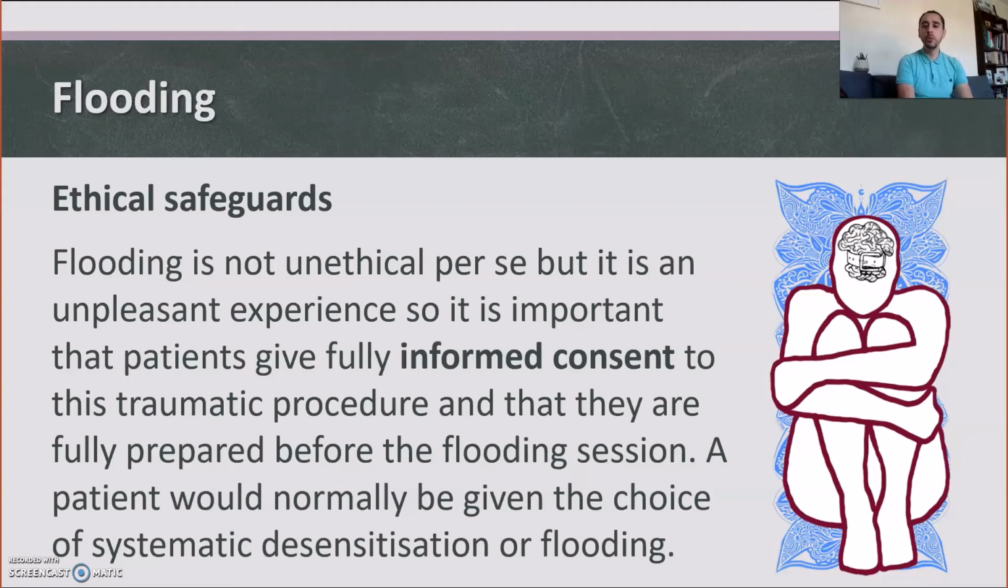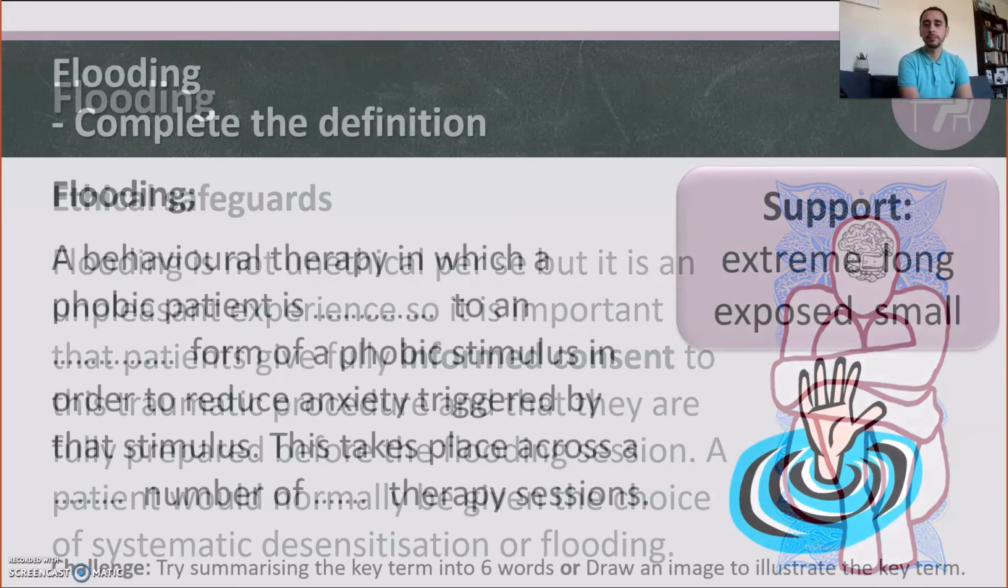A patient would normally be given the choice of systematic desensitization or flooding, okay? Which would you choose? Would you choose the gradual exposure or would you choose the immediate exposure? Now, in the evaluation, I'm going to give you some more ideas about why you might choose one or the other because they do come with their strengths and weaknesses.